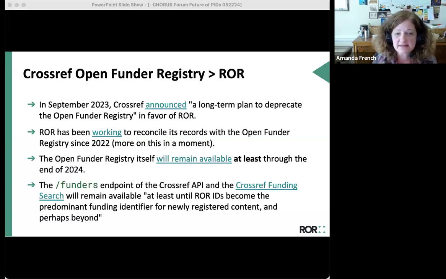Some other facts about this transition. The Open Funder Registry itself is going to remain available at least through the end of 2024. I would be very surprised if it doesn't last quite a bit longer than that. And then the funder's endpoint of the Crossref API, which Chorus uses, and the Crossref funding search will remain available at least until ROAR IDs become the predominant funding identifier for newly registered content. So this is definitely a phased transition and is meant to be such. Next slide.